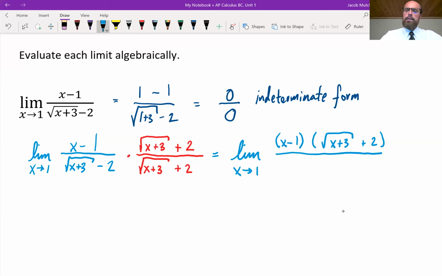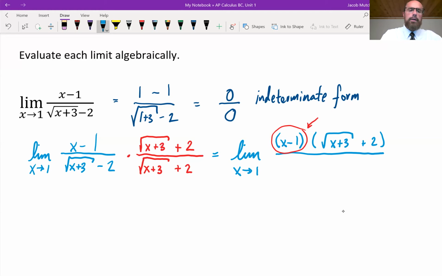What do you think I'm trying to cancel? Yeah, excellent. I'm trying to cancel x minus 1. That's the thorn in the side right there. So what I'm looking to see is, does the denominator simplify to x minus 1? Well, we've got the foiling.